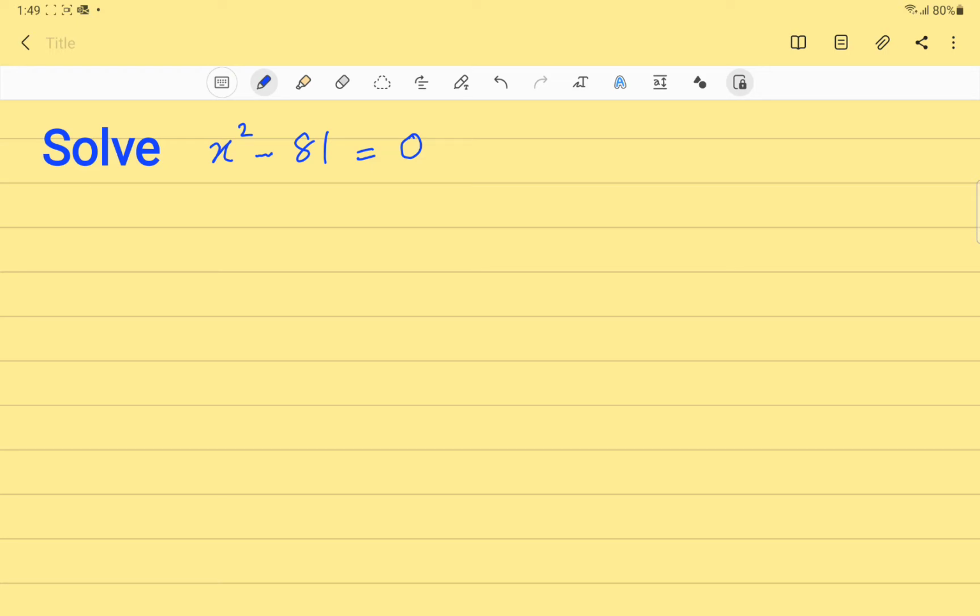As you can notice here, we don't have any x value. So in that case, if we don't have a value of x or x squared, we can assume the coefficient of that x or x squared as 0, or we can write it like this just to compare it with the general form of the quadratic equation.